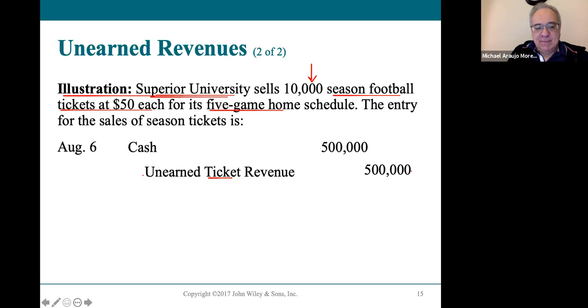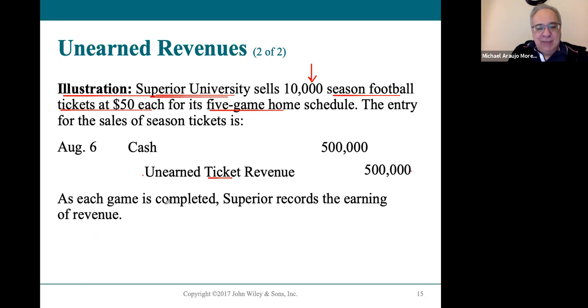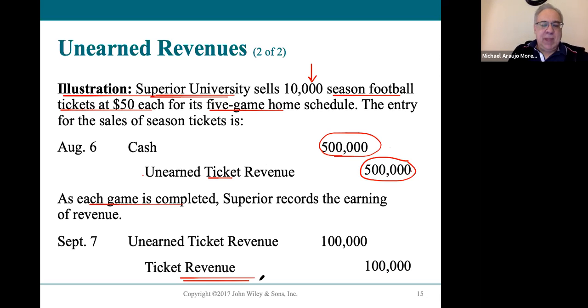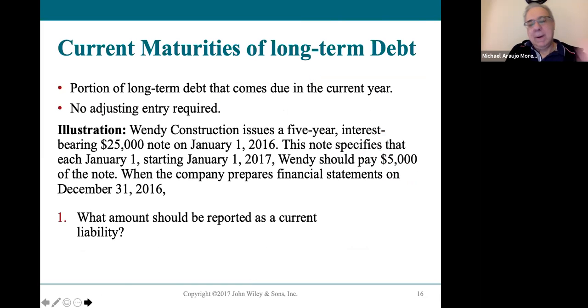They paid for the tickets, right? So how are they going to take this into revenue? After every single game is completed, remember, this is for 5 games, they've earned a portion of it. So after every game, they debit unearned ticket revenue, lowering the liability, and move that money into their revenue account, which they call ticket revenue. That's how unearned revenues work, and this should be a bit of a review from way back in chapter 4.